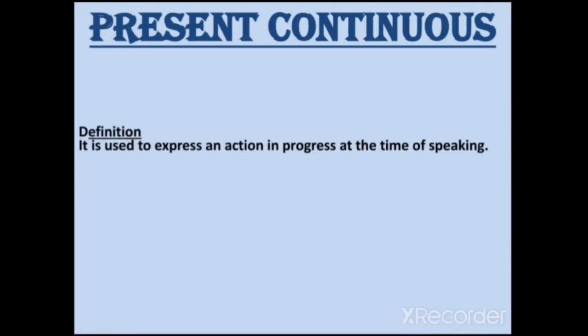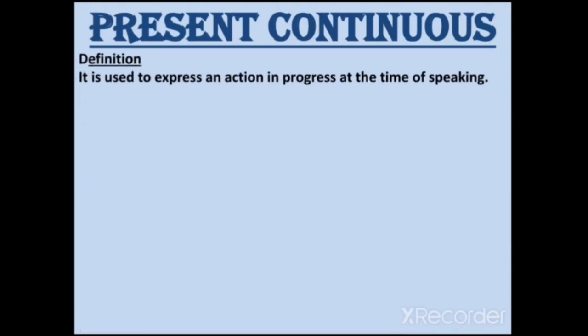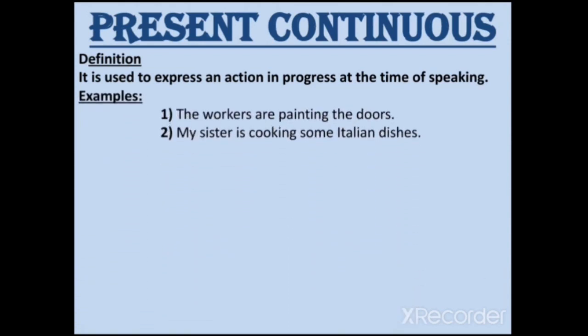What is present continuous and why do we use present continuous? You can see the definition here. Basically we use present continuous when we are in the middle of an action. For that, the tense we use is present continuous. For example, the workers are painting the doors and my sister is cooking some Italian dishes. In these sentences you see work is going on at the time of speaking.